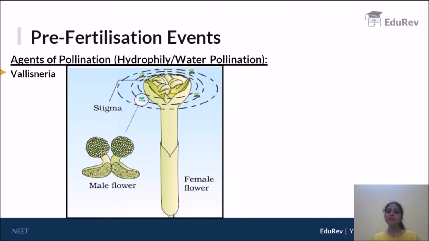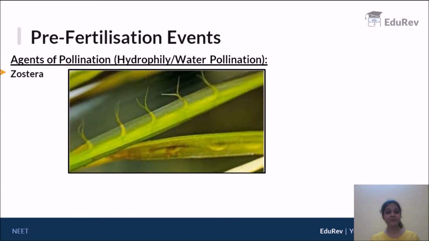Now, this particular stigma causes depressions in the water around it, kind of like a whirlpool. As the male flower is floating on that water, if it by chance enters into this depression caused by the stigma, it will tilt and fall onto the stigma. Since the stigma is sticky and the anther has already dehisced, the pollen grains fall onto that stigma and pollination has occurred. So this is what happens in case of Vallisneria.